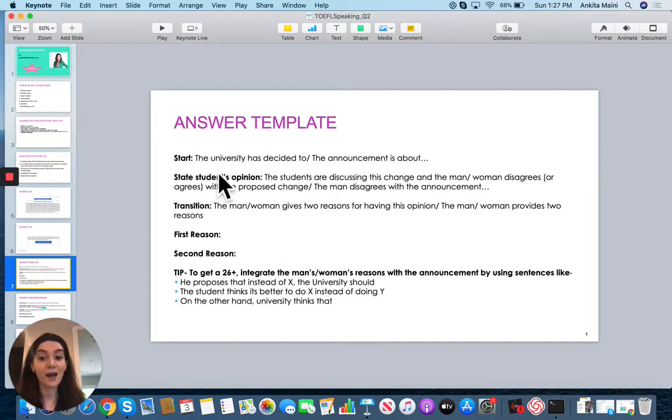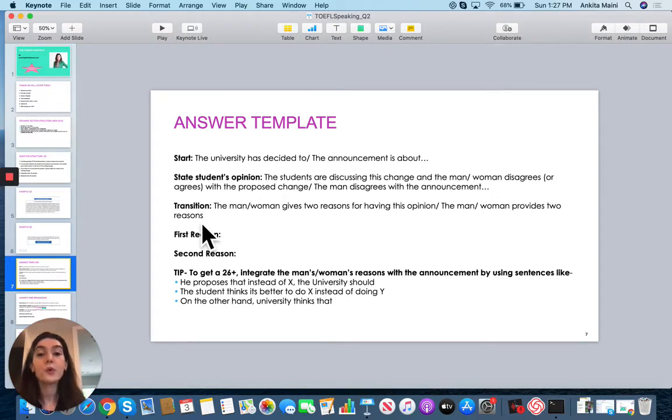So we're going to start by saying the university has decided to, or the announcement is about. So what we're doing, we're answering the first part of the question, which was briefly summarize the proposal. Then I'm going to state the student's opinion. So I'm answering the second part of the question here. I can say, the students are discussing this change and the man disagrees with the proposed change. Or you can say directly, the man disagrees with the announcement. And you don't have to say the students are discussing this change. Whatever comes naturally to you.